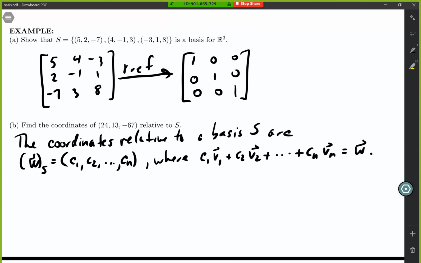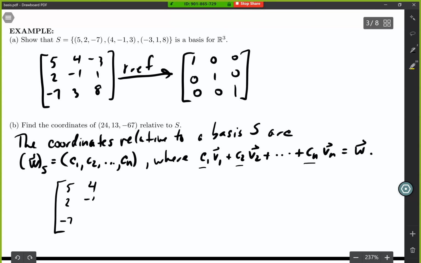And basically all we're doing here is the same stuff that we did earlier in the semester. We're just going to set up a system of linear equations. All we need to do to find the coordinates now, we're looking for these particular constants, so we're going to set up a system of linear equations and solve it. So going back to the original, all I want to do is take that same matrix that we started with, our basis, and augment the vector that we're interested in.